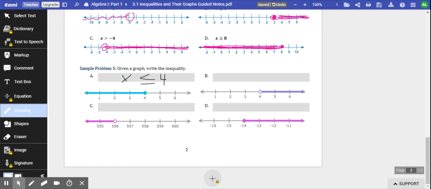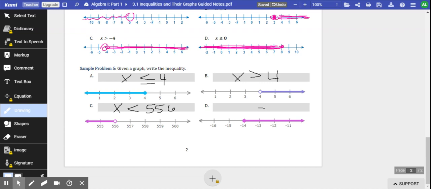Now for this one, we still have 4. Let's say we still have x, but there's an open circle this time, and it's greater than 4 because it's shaded on 5 and 6, which are greater than 4. Then we have a really big number, 556, and we have x. And is 555 less than or greater than 556? Well, less than. So it's an open circle, and it's shaded that way.